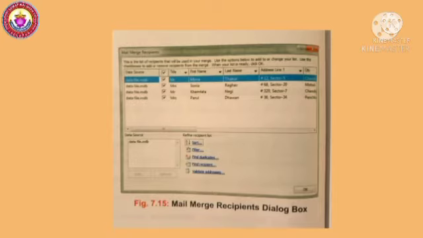Then click on the first field name and click on the Insert button. It will be inserted at the cursor position in your document. Similarly, insert other fields into the document, then click on the Close button. Separate the field names by pressing the Enter key.